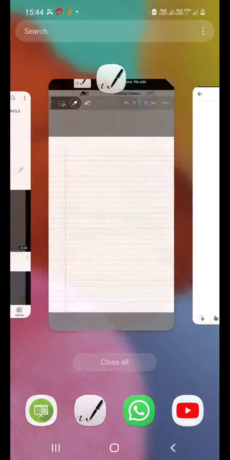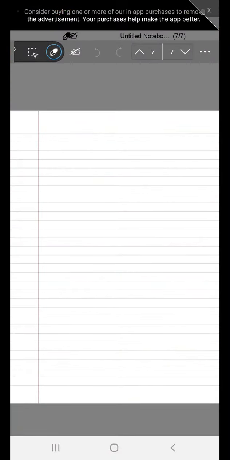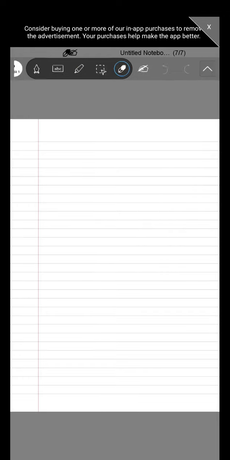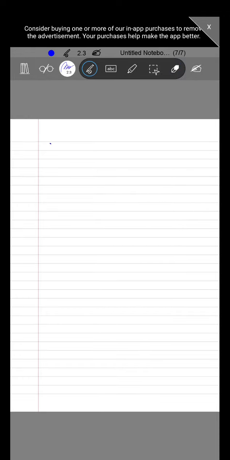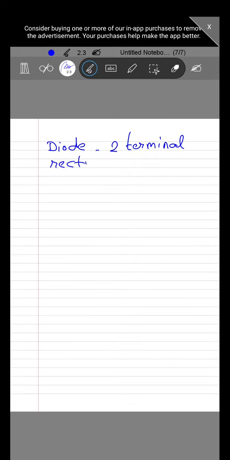Hello students, so continuing our lectures on electronic devices. So we will start with a diode today. Now diode, as you know, is a two-terminal device and it is mainly used as a rectifier.